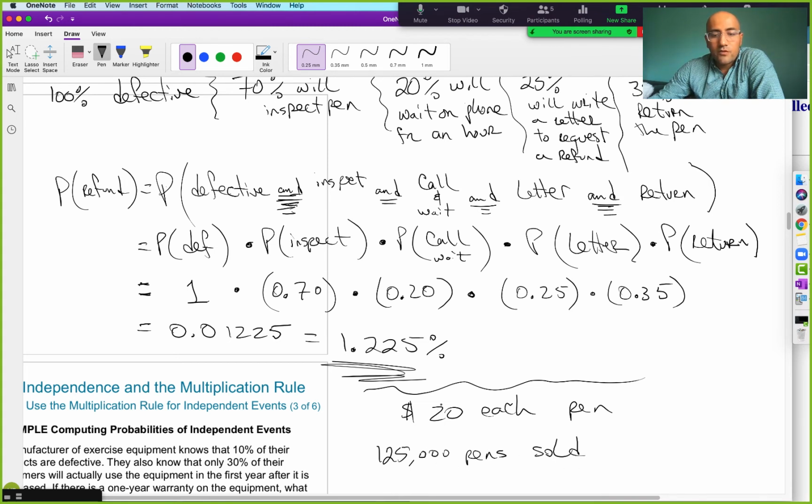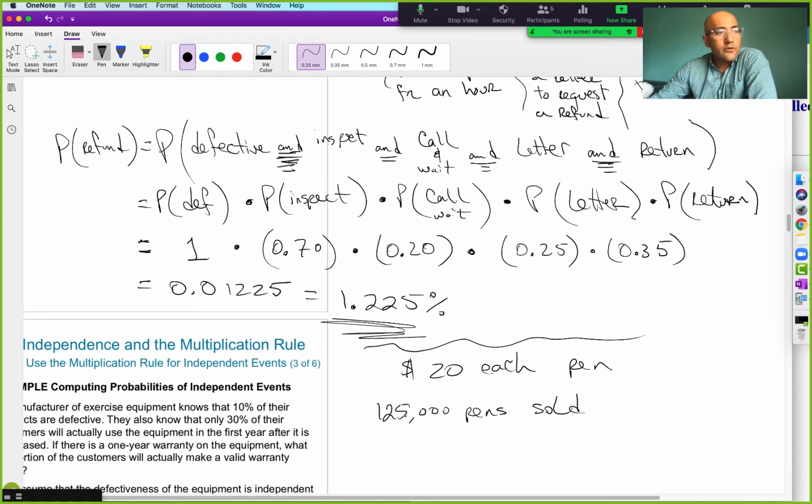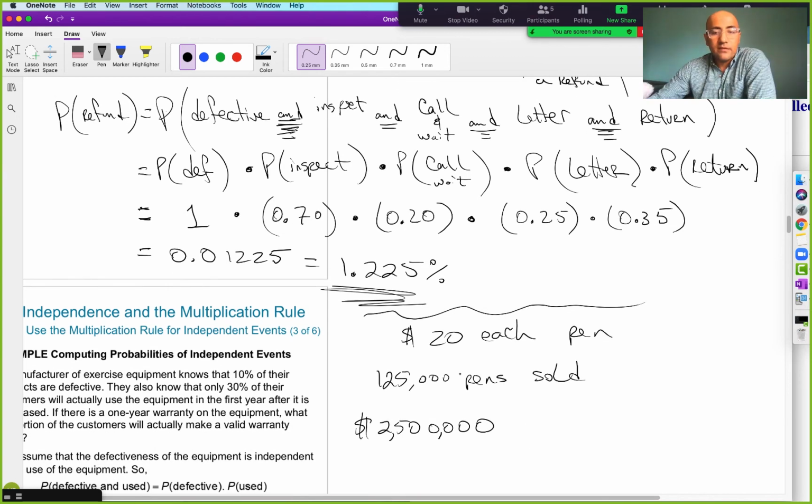Sold. Okay, so if we multiply 20 times 125,000, that's going to be 250 with 1, 2, 3 zeros, 1 extra 0. That's going to be $2,500,000 in sales. Good. 2.5 million by selling $20 pens, and I sold 125,000 of those pens.